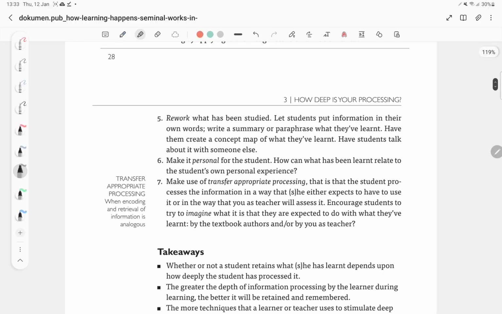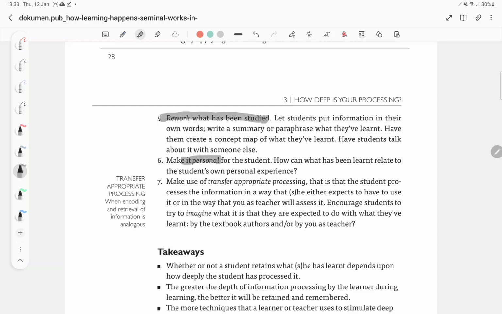Right? You can also get the students to rework what's been studied. You get them to put it in their own words. And that's why it's really important for students to actually rewrite stuff in a different way, or to make notes or mind maps. Because what you're trying to do is get them to make a concept map and make sense of it in their own terms. Make it personal. Engage with their own personal experiences so that they can web it into their own lives and experiences.